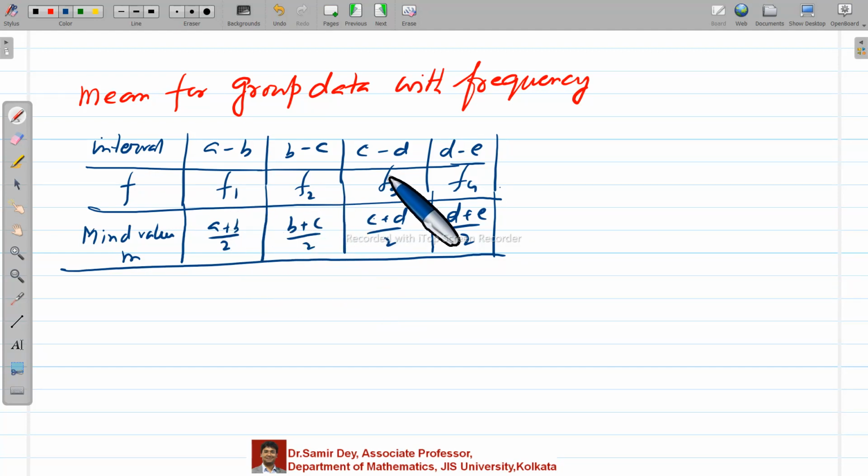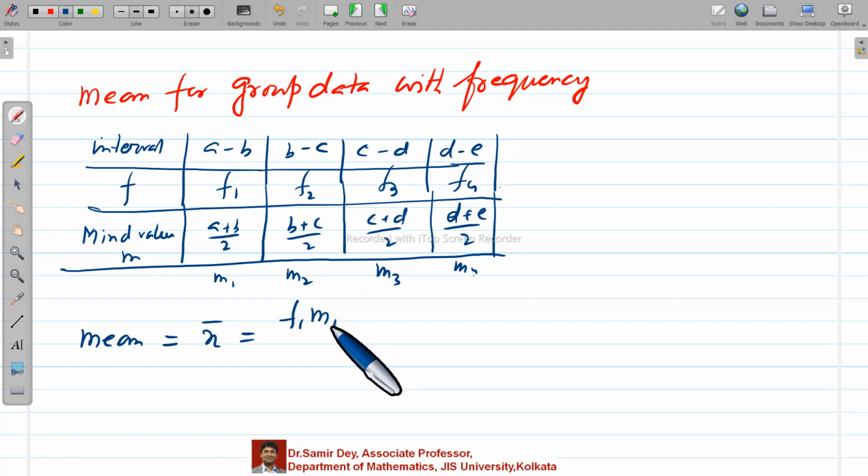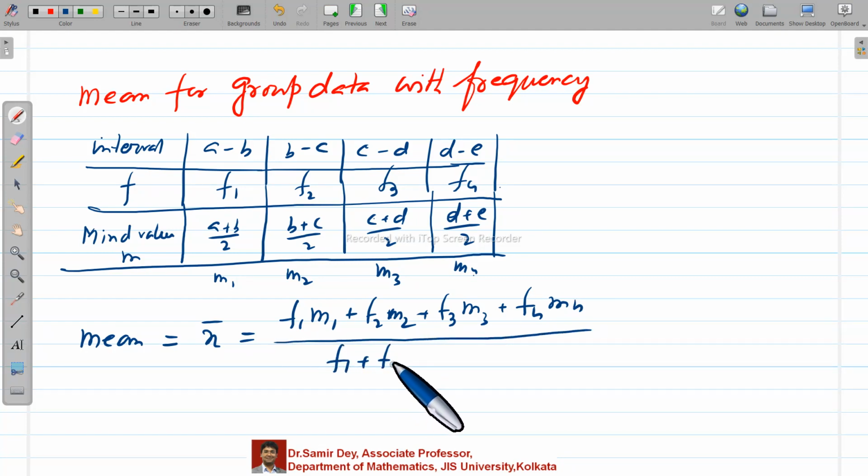Our formula is basically f1 into the corresponding mid value, f2 into the corresponding mid value, f3 into the corresponding mid value, and so on. If I write m1, m2, m3, m4, m1 means the mid value of the first interval. So your mean, x bar, is equal to f1 m1 plus f2 m2 plus f3 m3 plus f4 m4, divided by f1 plus f2 plus f3 plus f4.